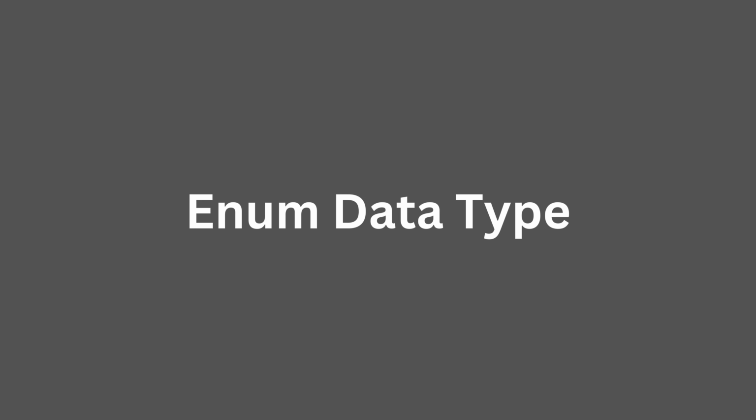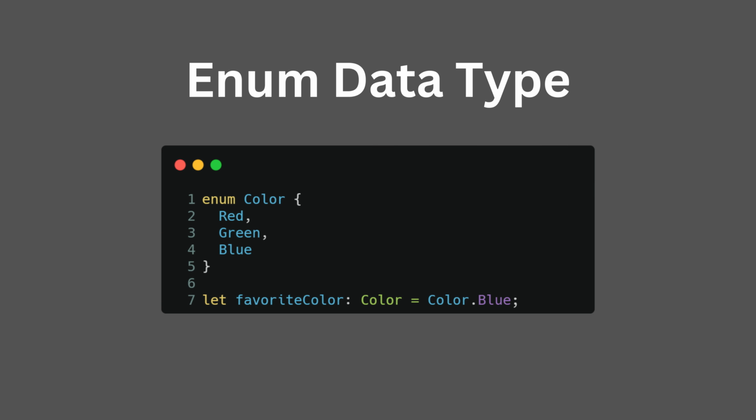Enum type. The enum type represents a set of named values. Here's an example. In this example, we declare an enum called Color with three named values: Red, Green, and Blue. We then declare a variable called favoriteColor and initialize it to the Blue value of the Color enum. We use the enum type annotation to indicate that this variable should only ever hold a value from the Color enum.